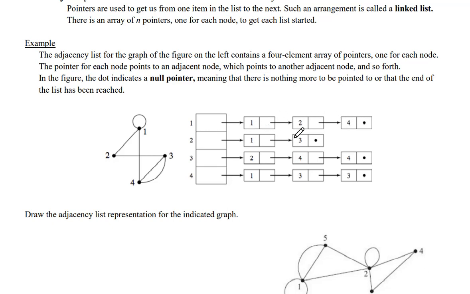So you could start with the 3 here and then 1 here. And this is the null pointer. That means I'm not pointing to anything else. That's it, we're done. So you could have a linear search like this. What is 1 connected with? And it's easy. You could see 1, 2, and 4.